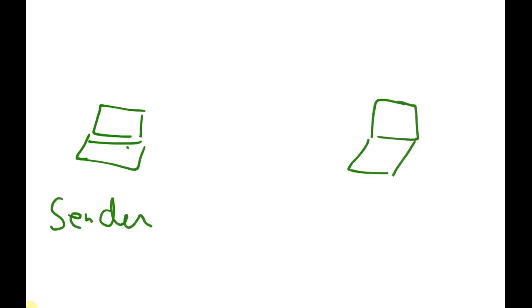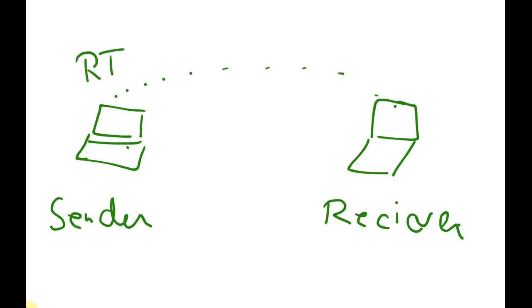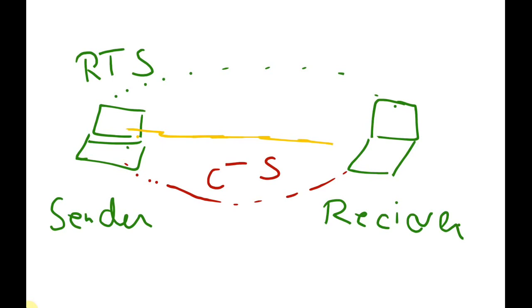Let us suppose we have two laptops in our network, and this is a sender, and the sender would like to send data to the receiver. So how will it operate? The sender will send a request, that is, request to send, and if the receiver can receive the data, then it will send a signal, CTS, that is, clear to send. So it tells the sender that it can send the data, and the sender then sends the data. And once the data is received, the receiver sends an acknowledgement that data has been received. So this is how wireless based networks operate.